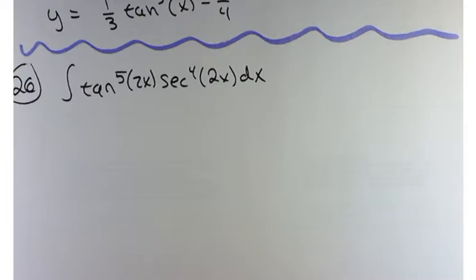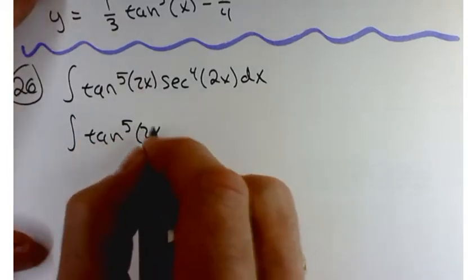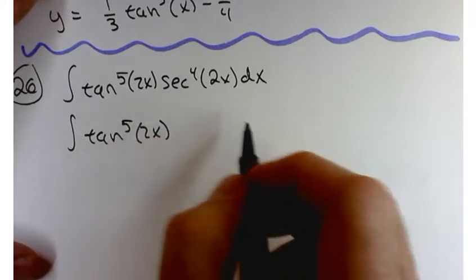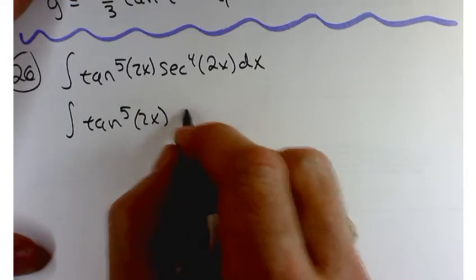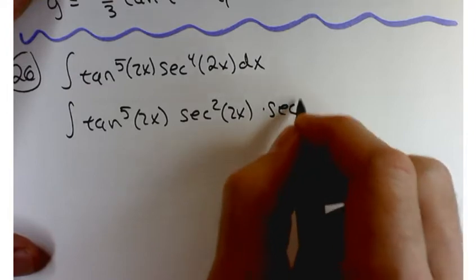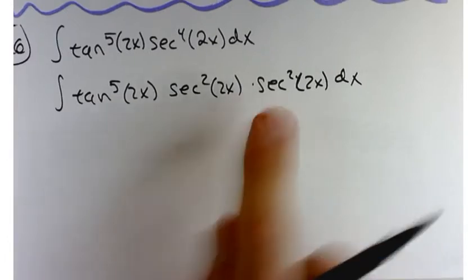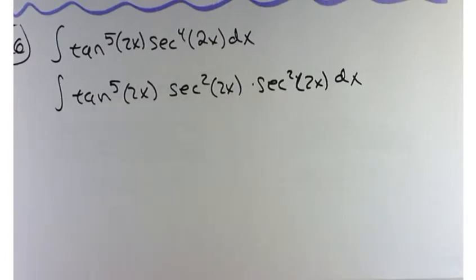Break up the tangent. We could. Yeah, I think I'm liking the idea of breaking up the secant. Let's think here. Tangent to the fifth, 2x. What way would you break up the secant? Well, how about if I did secant squared of 2x times secant squared of 2x dx. Now, what does it look like I'm heading for? What am I leaning towards?